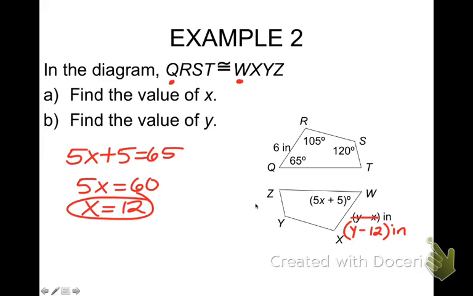So is it an angle measurement or a side measurement? Side. A side. Which side? WX. All right, so now let's go up here. WX is the first two letters. So that would match up with QR. What's QR's length? 6. So because they are congruent, that means that they are equal. So 6 equals y minus 12, which means y is equal to 18. Good. Okay.